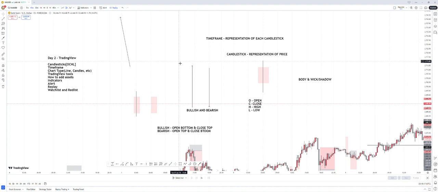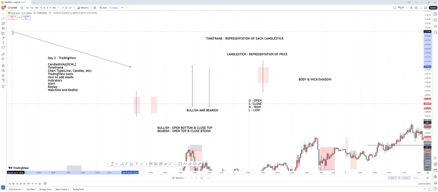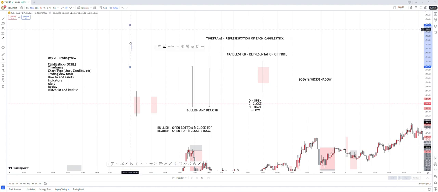Okay, let's move on to the next one, which is TradingView tools. So when we're talking about TradingView tools, you can find them at the left side of your screen. These are the TradingView tools. As I said, we are going to get into each and every one of the useful ones along the line when we start analyzing the market. But for now, these are my favorites.